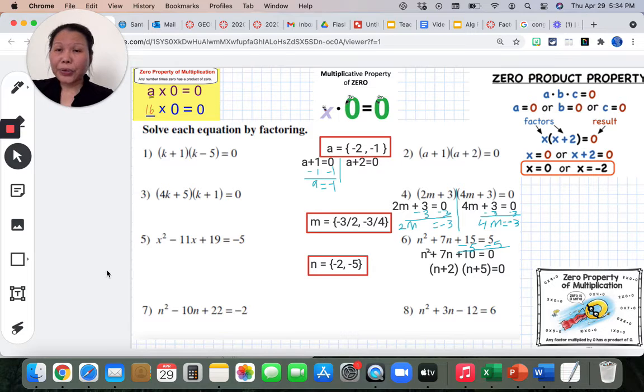Now I want you to practice, and we have only 5 problems for you to practice. This is going to be similar to what we did in number 6. Make sure to check and correct your answers.